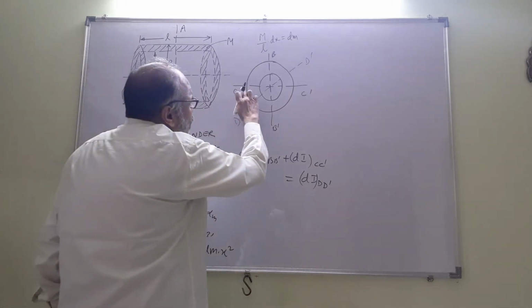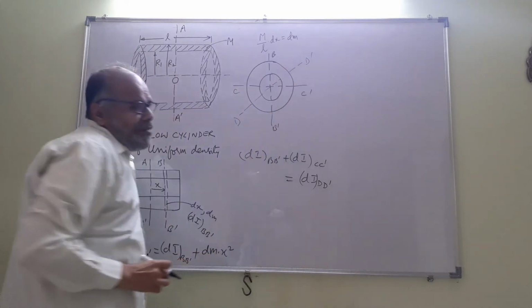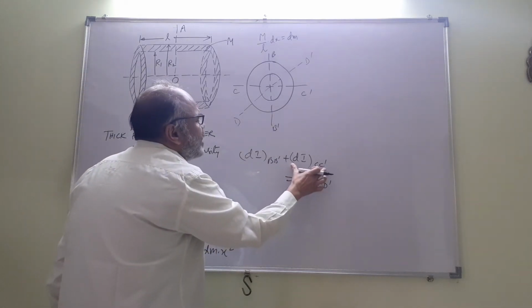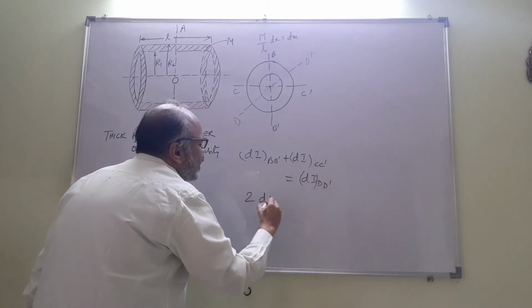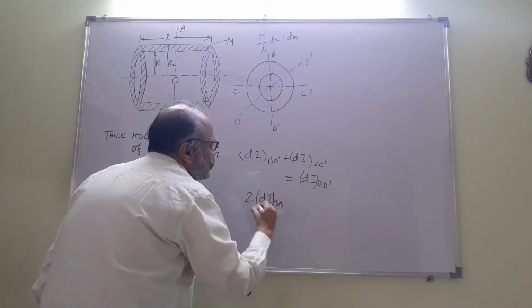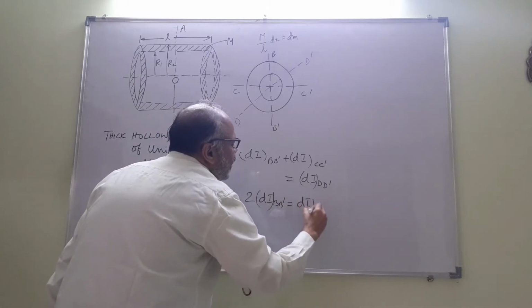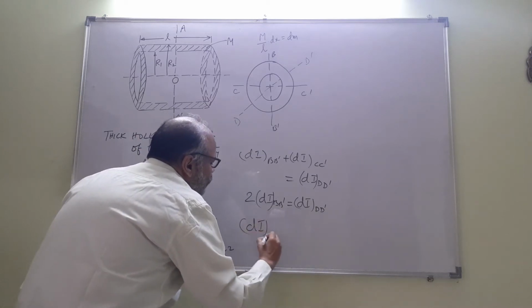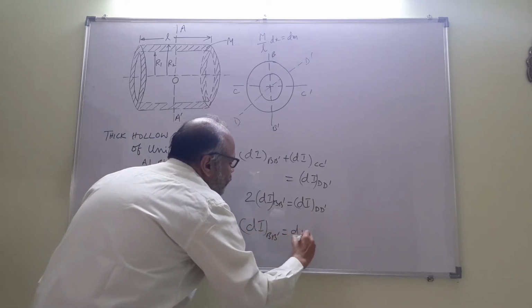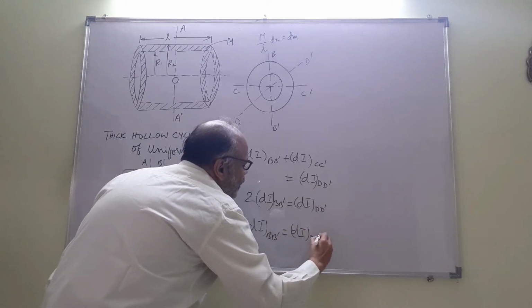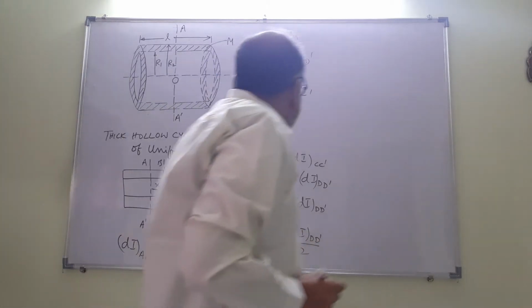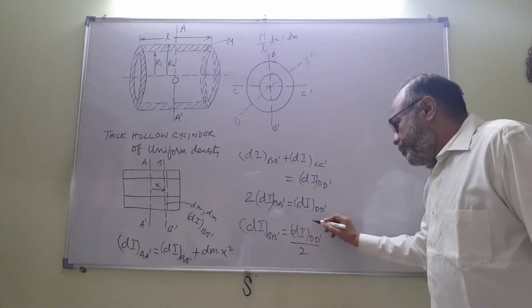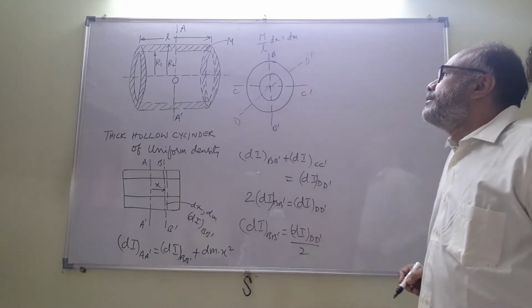Now the moment of inertia about CC dash and BB dash will be the same because of circular symmetry. So we can say 2 dI BB dash is equal to dI DD dash, or dI BB dash is equal to dI DD dash by 2. So let us see how we find the moment of inertia dI DD dash.